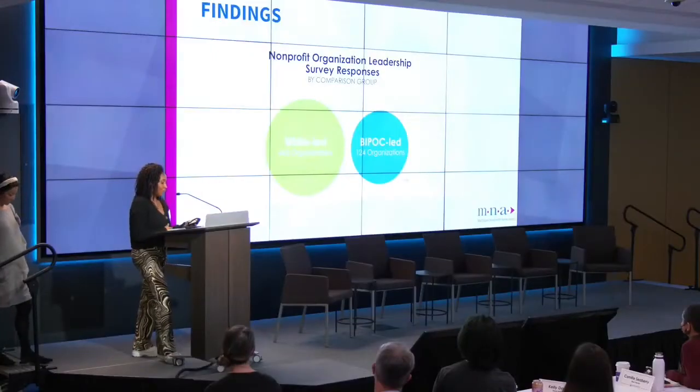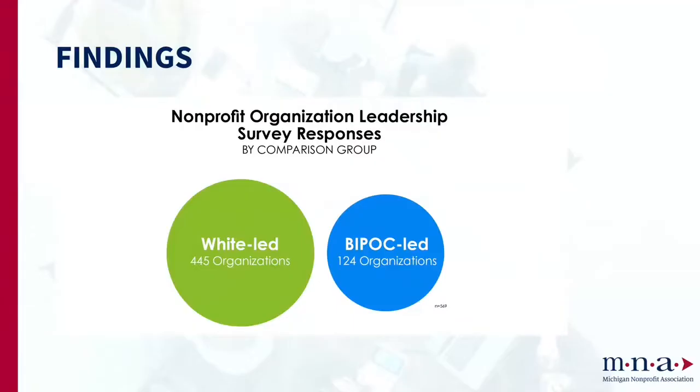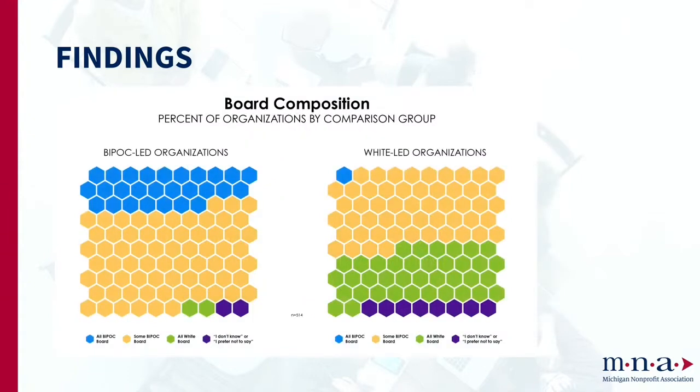So the survey respondents were divided into 2 groups, the white-led organizations and BIPOC-led, with the BIPOC-led organizations having at least 1 executive director who identified as a race other than white. But the majority of respondents were led by white executive directors, which generally reflects the composition of Michigan as well.